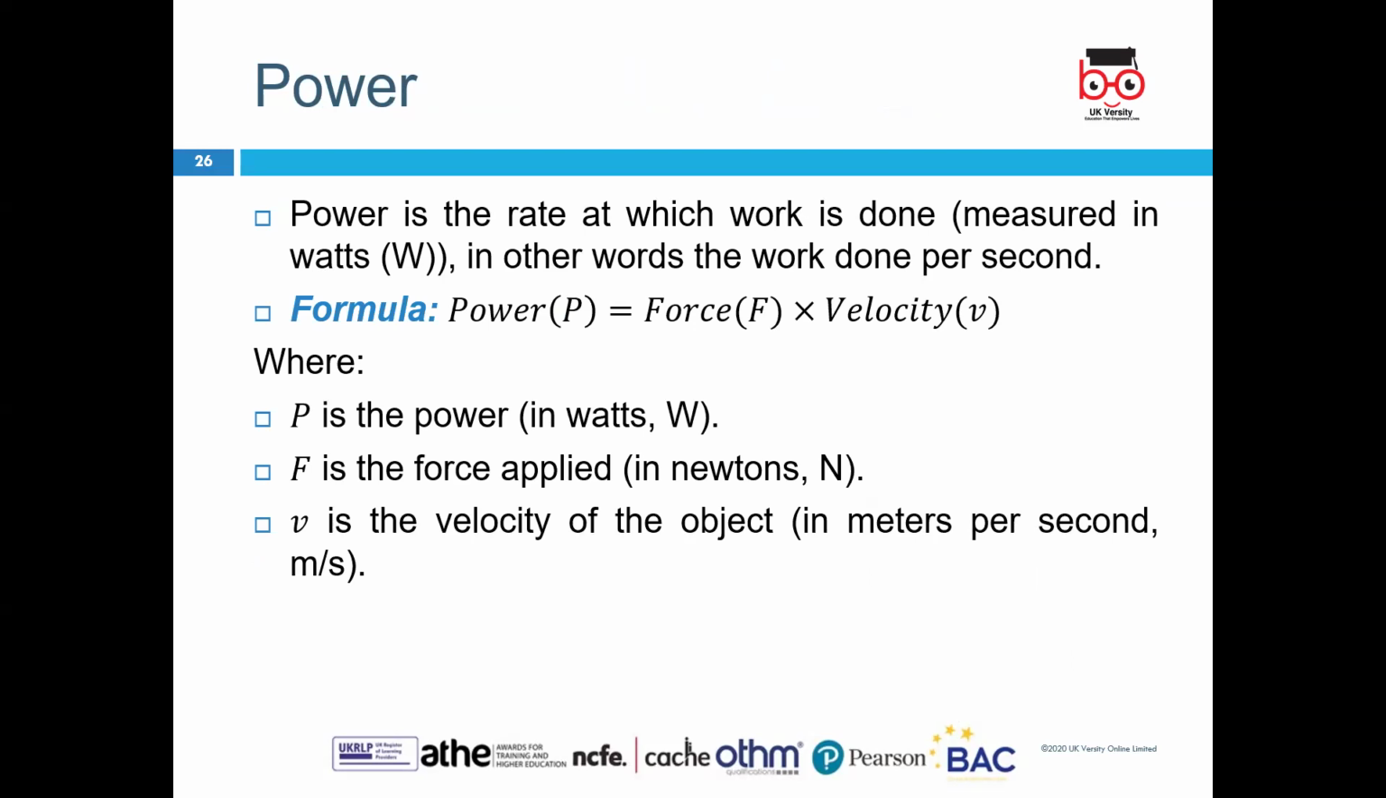So next we look into the concept of power. Power is the rate at which work is done. It is measured in watts. So the formula for power is force into velocity, where P is the denotation of power, which is measured in watts, F is the force applied, which is measured in newtons, and V is the velocity of the object, which is measured in meters per second.